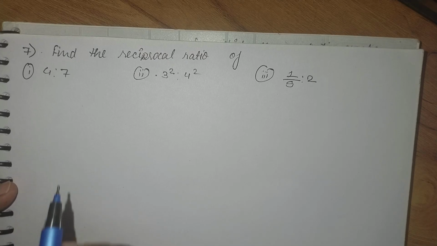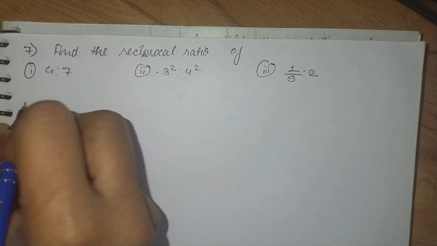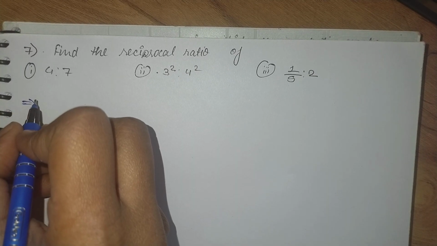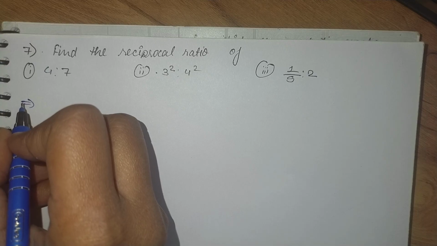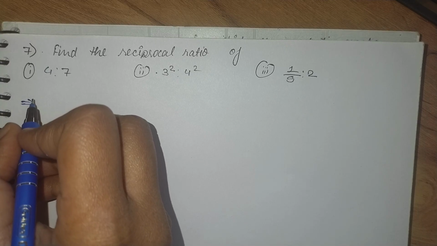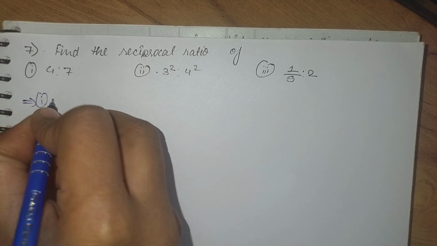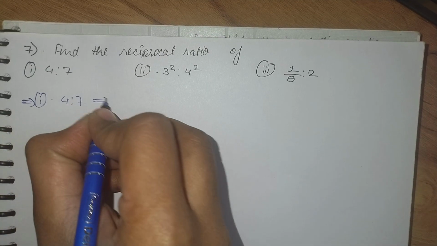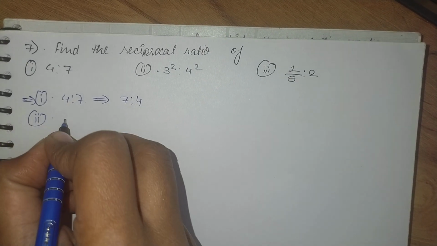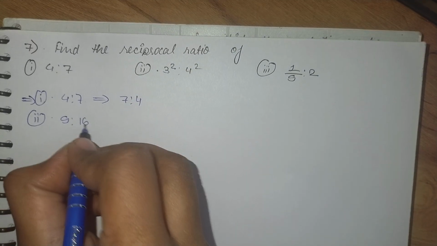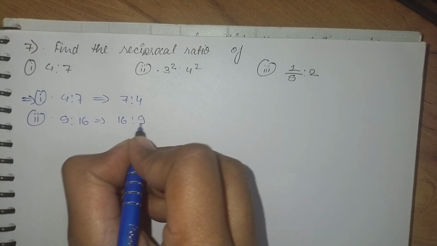Let us solve question number 7, first, second, and third part. If we find the reciprocal ratio here, we know the reciprocal ratio: if A ratio B is the value, then B ratio A will be the reciprocal ratio. So in the first part, 4 ratio 7, if we write for reciprocal, that will become 7 ratio 4 as the reciprocal ratio. The second part is 9 ratio 16, on simplifying it will become 16 ratio 9 as the reciprocal ratio.